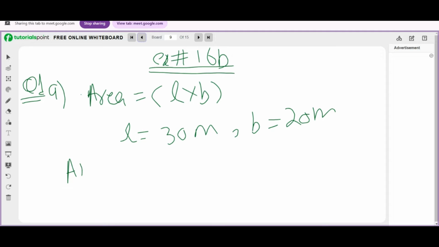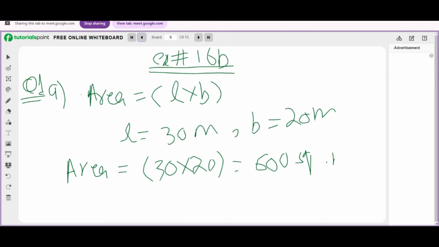I just have to put the values. Okay, just give me a minute. So length multiplied by breadth, 30 multiplied by 20, will give you the answer 600 square meter. Then the next one. Are you done with this? Okay, put it.